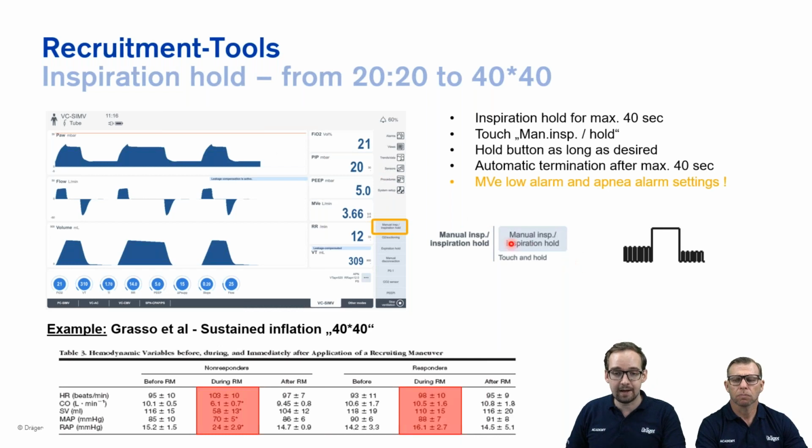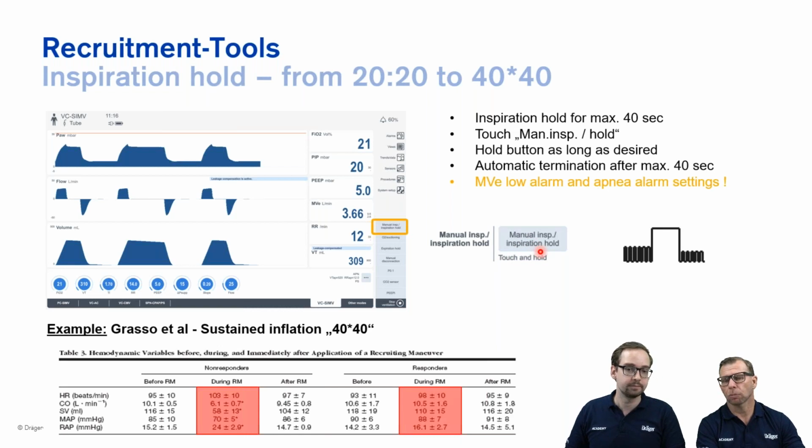And in the Dräger ventilators, the timing of the inspiration hold is really at your fingertips. Once you press and hold this button, you are in complete control. If you let go of the button, the inspiration hold will immediately be aborted. So this way, you are completely in charge and can make sure that you abort whenever necessary. The maximum time is 40 seconds. After this, we return back to ventilation.